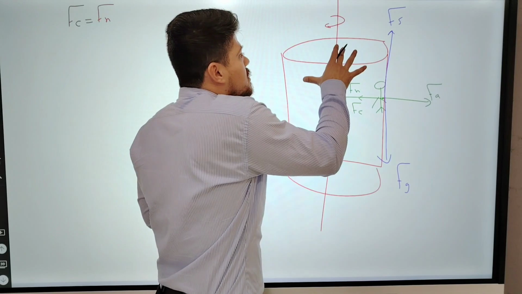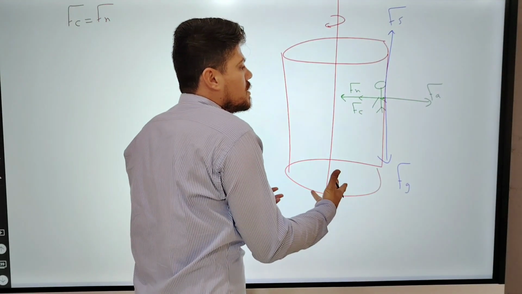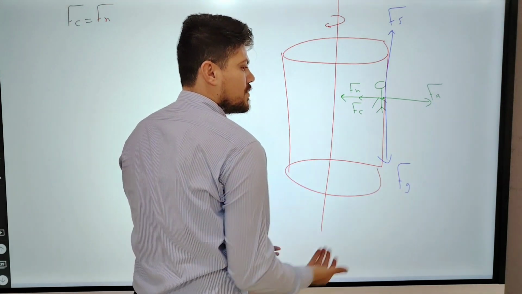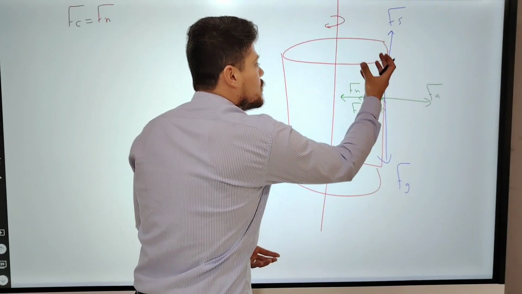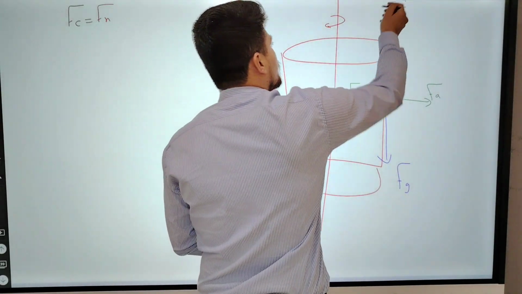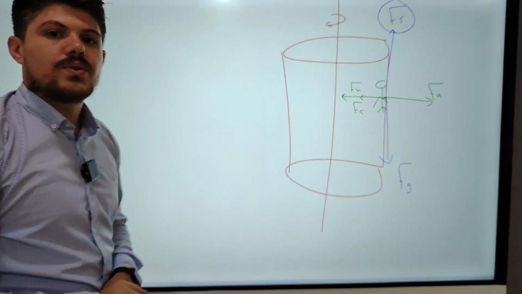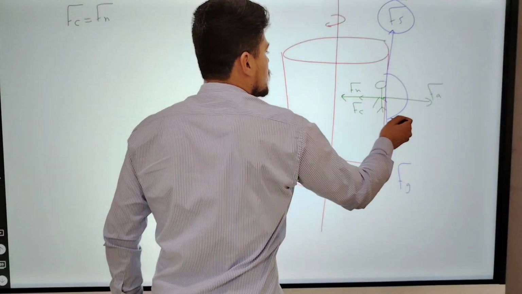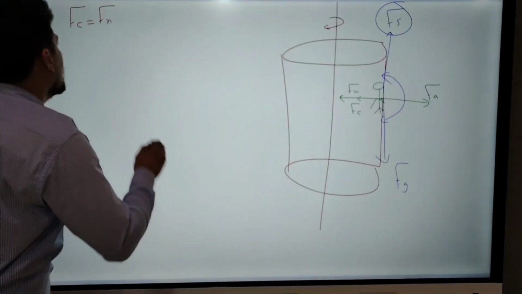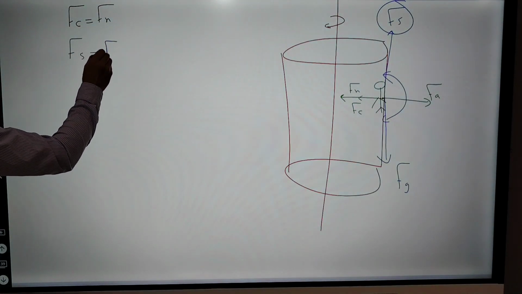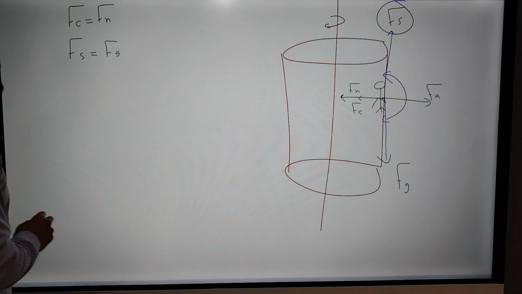Why? Because when the cylinder stops rotating, what happened to this guy? It's moving downward. Because of what? Gravitational force. So, when it is moving downward, do we have friction? Yes, of course. What is the type of this friction? The static friction force. Okay? So that is why these two forces are equal. Fs is equal to Fg.